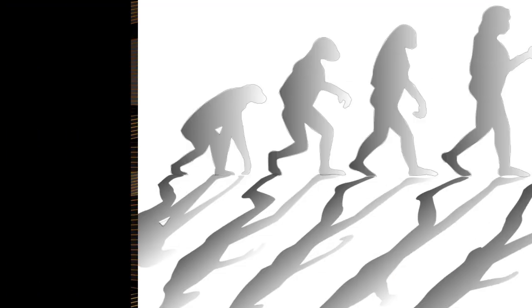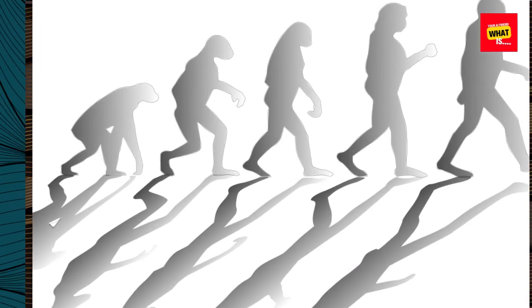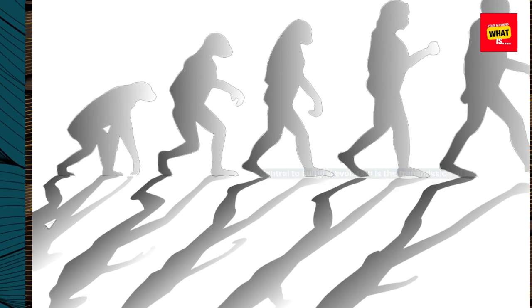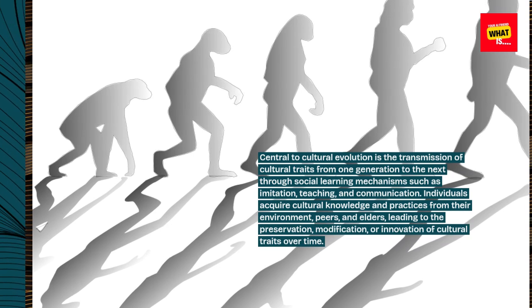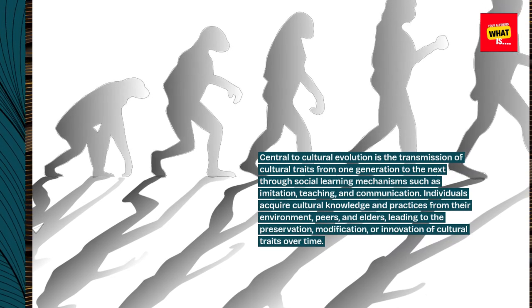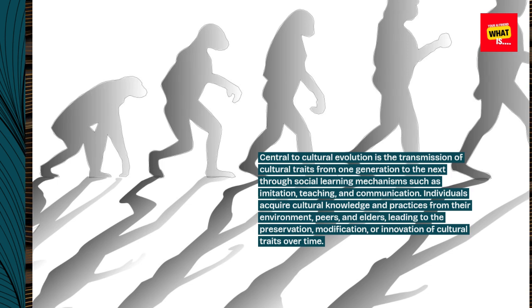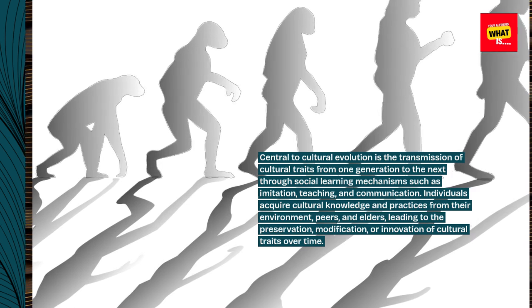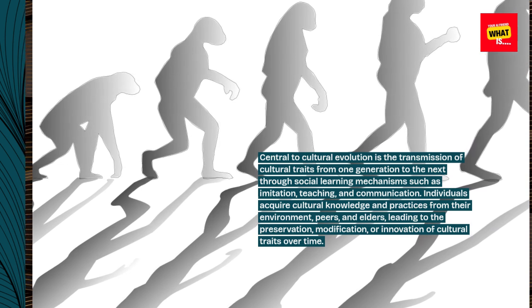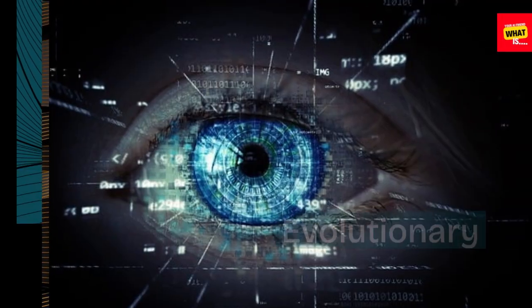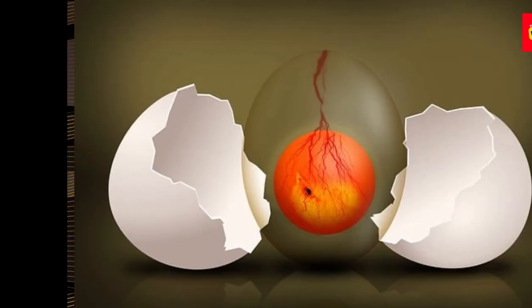Transmission of cultural traits. Central to cultural evolution is the transmission of cultural traits from one generation to the next through social learning mechanisms such as imitation, teaching, and communication. Individuals acquire cultural knowledge and practices from their environment, peers, and elders, leading to the preservation, modification, or innovation of cultural traits over time.